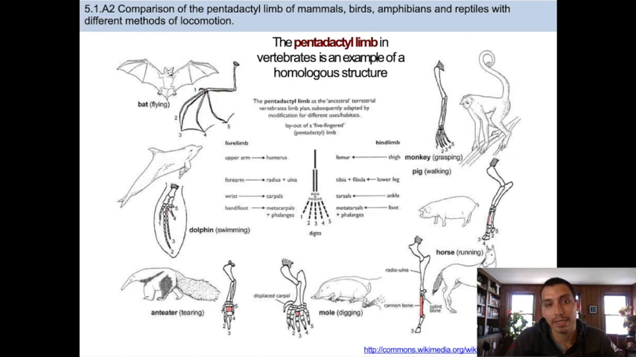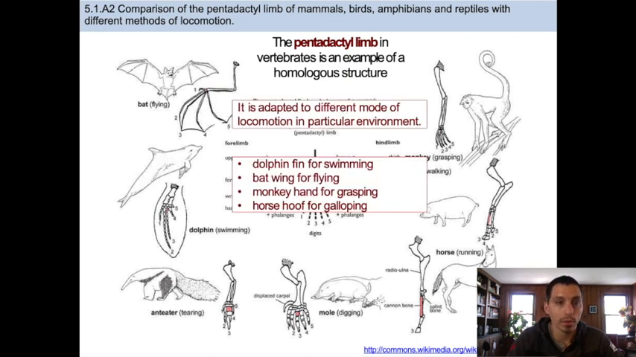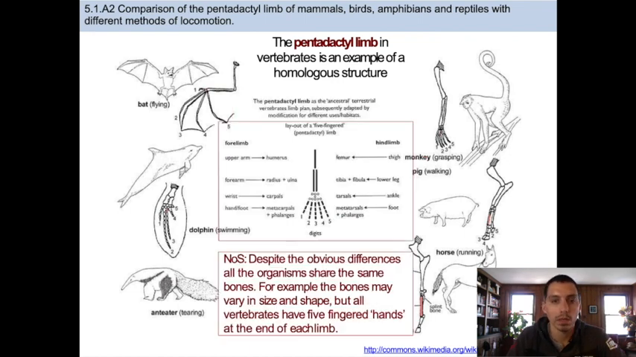They take that structure and they adapt it to different uses. So bats are adapted for flying, moles are adapted for digging, monkeys are adapted for grasping. But the same general structure persists throughout all of those organisms. So despite the obvious differences between those organisms, they all share the same bones. Even though they are not identical, because they have that very similar pattern, that tells us that the most likely reason for that is a shared ancestor.